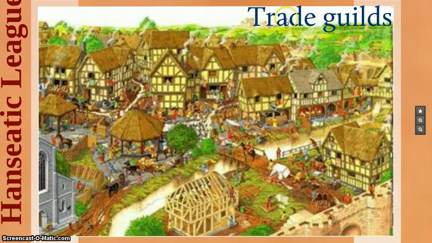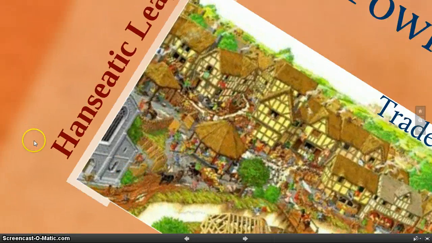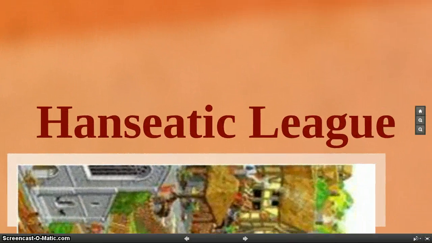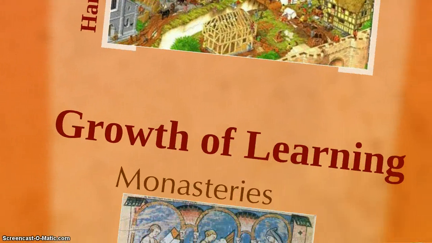And this is trade guilds are groups of artisans and merchants looking to protect their business. Anybody that comes to town has to get permission from the guild to be able to do business in that particular area. The Hanseatic League is kind of a guild on a larger scale. It's a union of a lot of different kingdoms and countries trying to facilitate trade, trying to make it easier for them to trade between themselves.